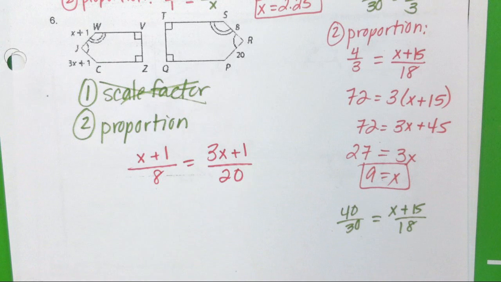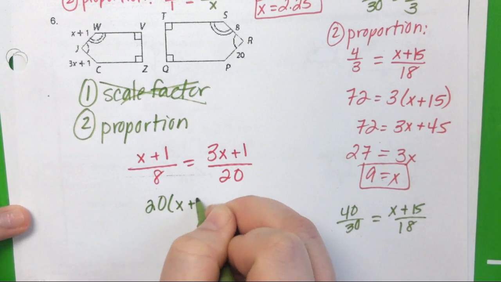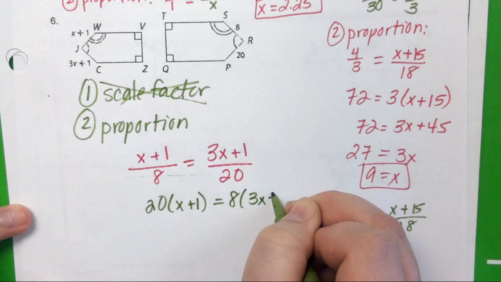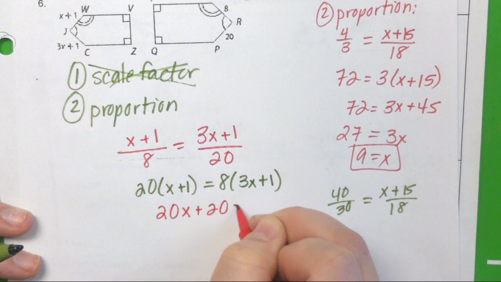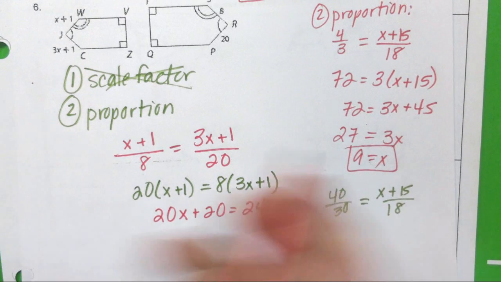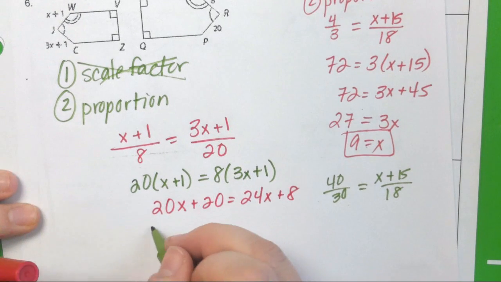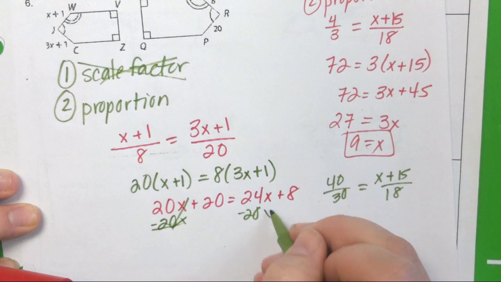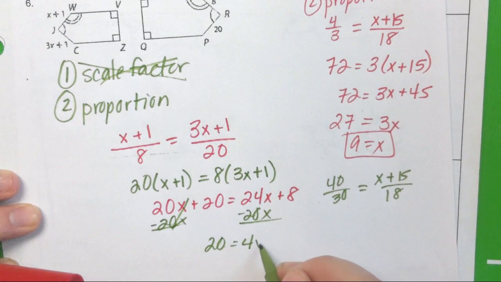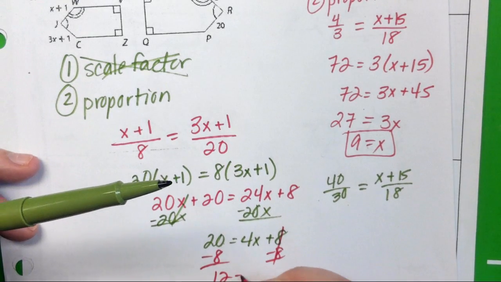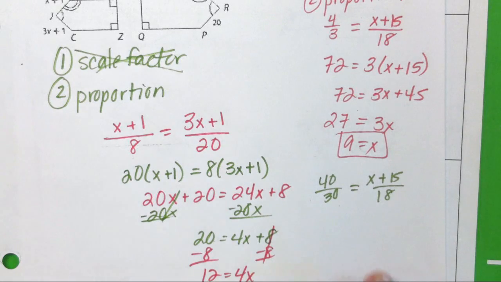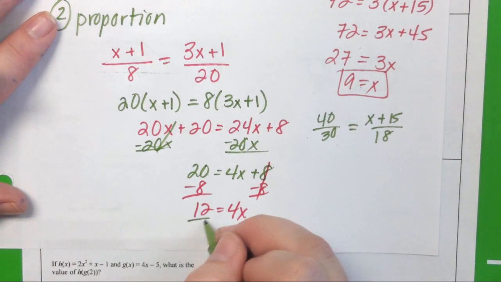So, yay. This one's actually much easier than the others. If I set up these, I cross multiply. I didn't have to find a scale factor. My life seems so much easier. I'll get 20x plus 20 equals 24x plus 8. If I start solving, I get 20 equals 4x plus 8. Subtract 8. Get 12 equals 4x, and Darrell is right, x is equal to 3. And I don't know why I'm using Christmas colors this morning, but apparently it's a Christmas kind of day.